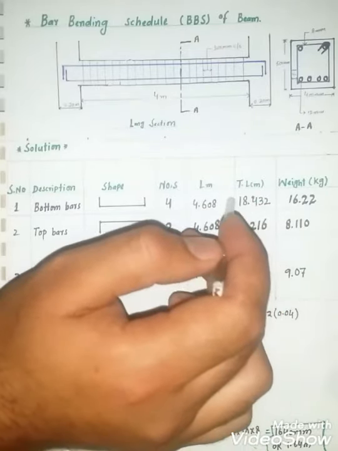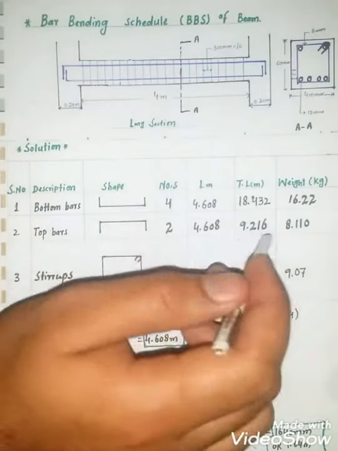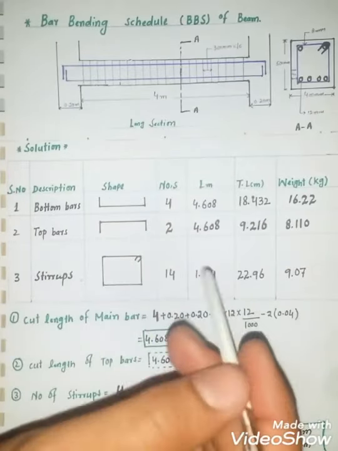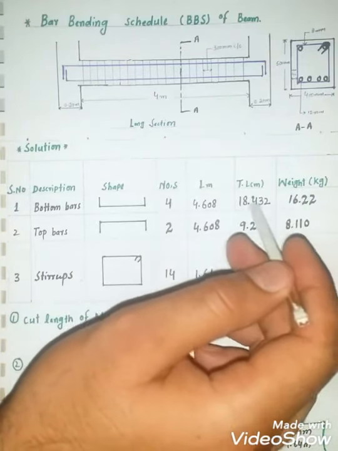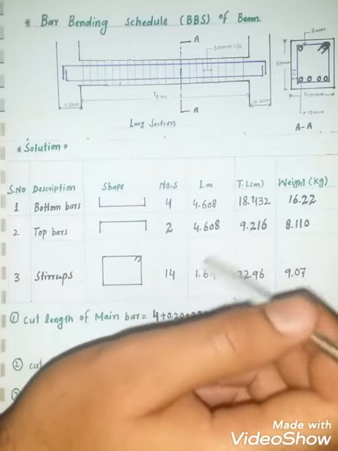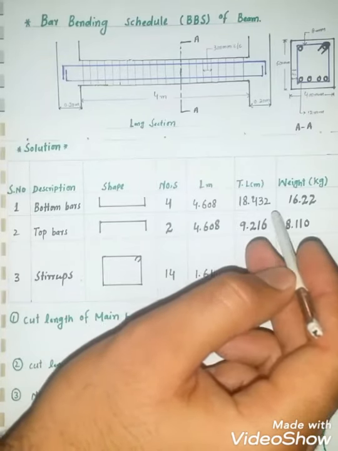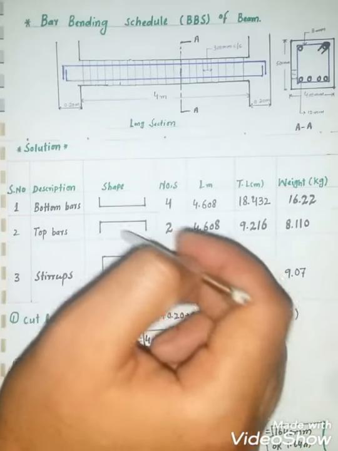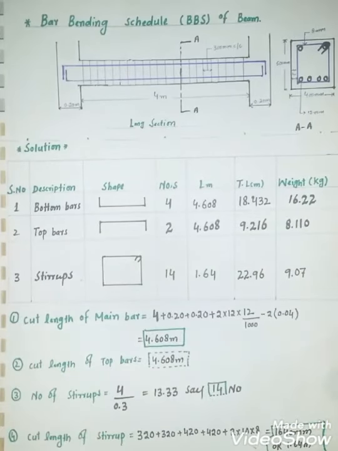How to calculate the weight of the bar? You just need to multiply this value with the weight of bar per meter. How to calculate the weight of steel? My dear friends, if you don't know about this, in my previous lecture I discussed this. The link of this video is present in the description. The bottom bar weight is equal to 16.22 kg.